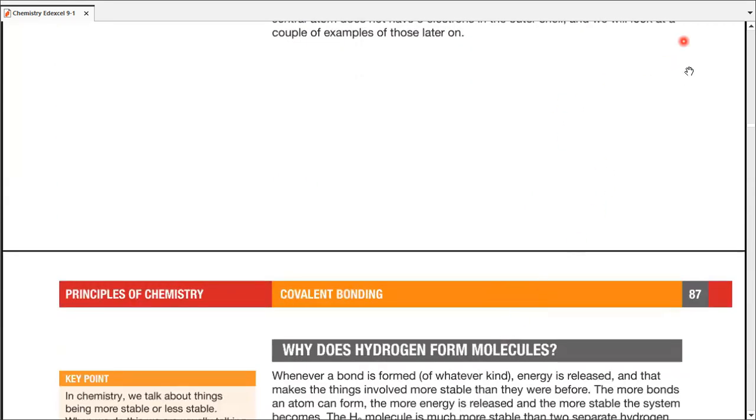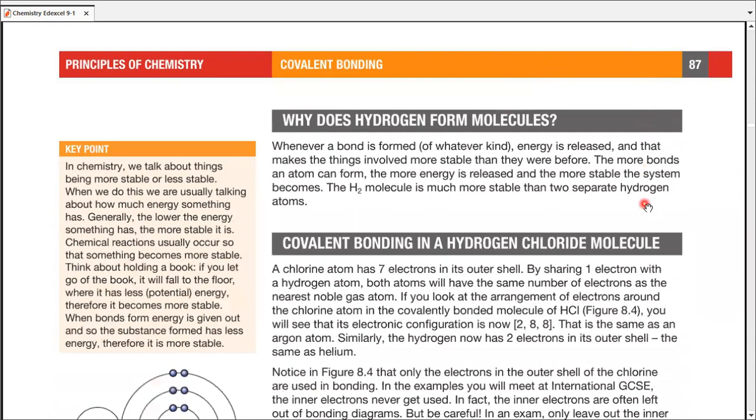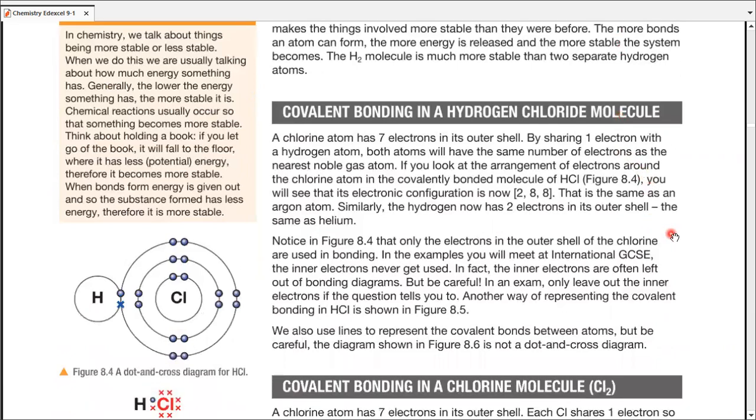All right, so now you know. Why does hydrogen form molecules? It needs to become stable. It is not stable with 1 electron, but as soon as it shares one more electron, a duplet will complete and it will get the noble gas configuration of helium. Now, covalent bonding in a hydrogen chloride molecule.